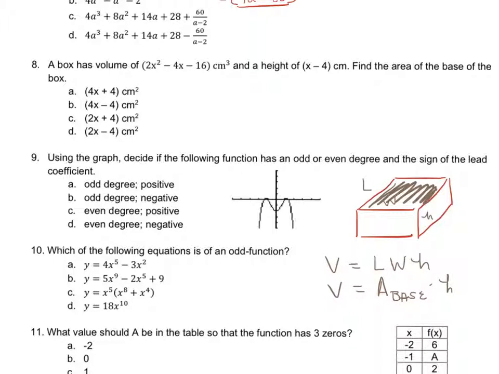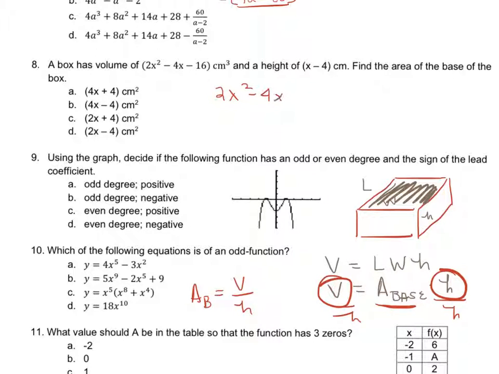Now in the problem, they tell me the volume, they give me that equation, they tell me the height, and they want me to find this base area. So from an equation standpoint, the area of the base would be equal to, I divide both sides by h. So volume divided by h. So I want to carry out the volume, 2x squared minus 4x minus 16 divided by height, x minus 4.